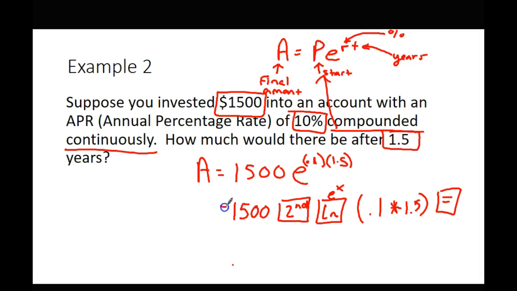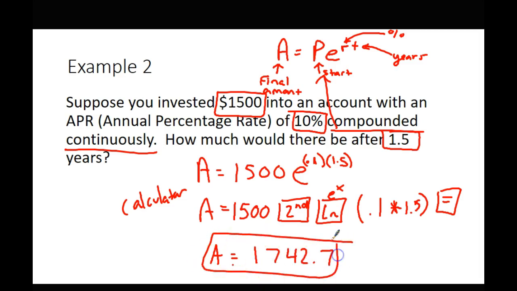So by doing that, let's see what we get. What'd you get? Am I still working on mine? 1742.7. Cool. And what this is, is that if a bank was really giving you 10% interest for 1.5 years on $1,500, this is the best possible amount you could get. It would be better than being compounded quarterly, monthly, daily, even by the minute. That's the best possible output you could get.